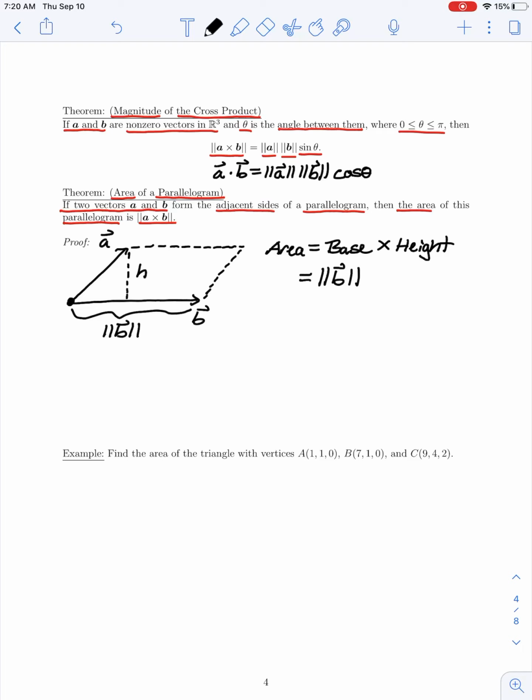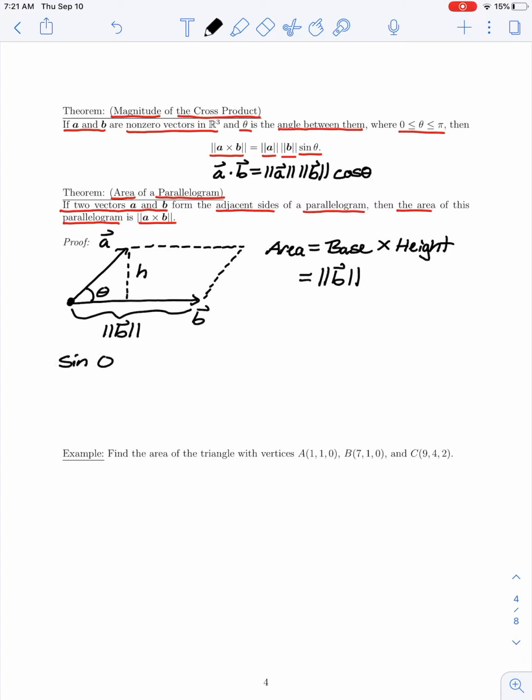And what we were given in the previous theorem was a little bit about the magnitude of the cross product. So if I know the angle theta between these two vectors A and B, then the height of this parallelogram would be given by the magnitude of A times sine of theta. Let's see why that's true. A little scratch work down here.